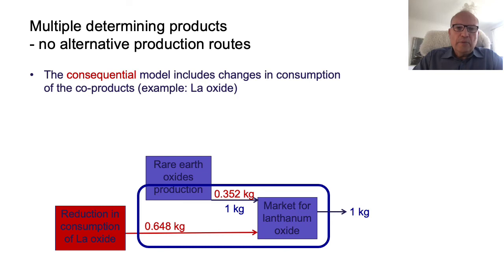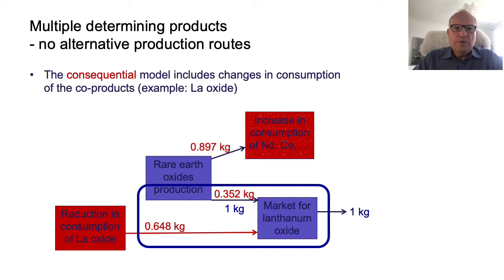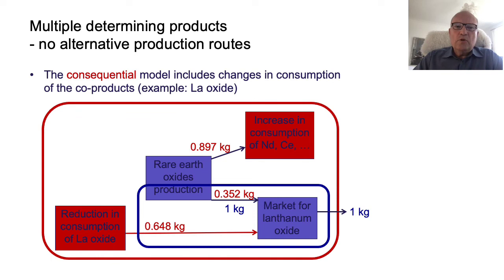In the consequential version, the rest of the lanthanum comes from a reduction in consumption from other consumers. And the additional output of rare earth oxides production is also included with 0.897 kilograms increased consumption. So the total system analyzed is simply much bigger in the consequential version.